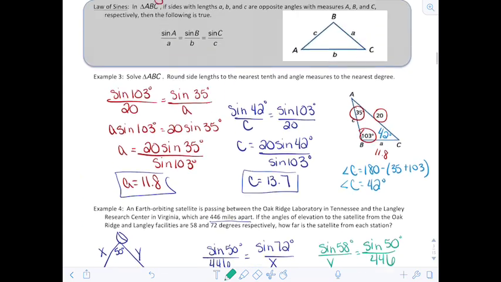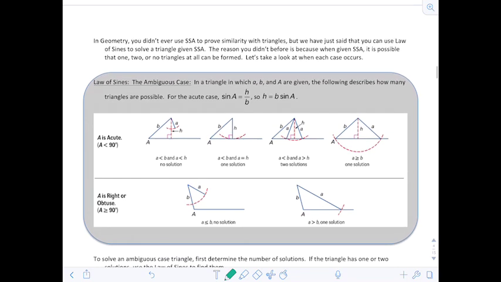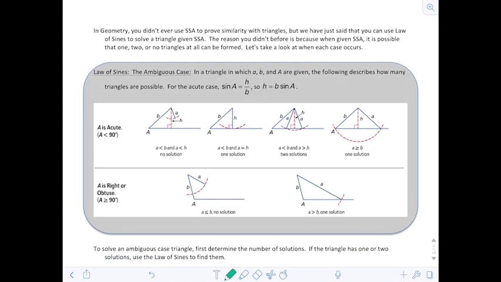Okay, so this completes the law of cosines and the law of sines. And now we're going to go into the ambiguous case for the law of sines. So the last part here. In geometry, we never did use SSA, side-side-angle, to prove similarity, but we can use the law of sines to solve a triangle. The reason that we didn't before was that when we were given that, it would be possible to have either one, two, or no triangles at all, and that's kind of tricky. So we're going to talk about using this to solve a triangle now.